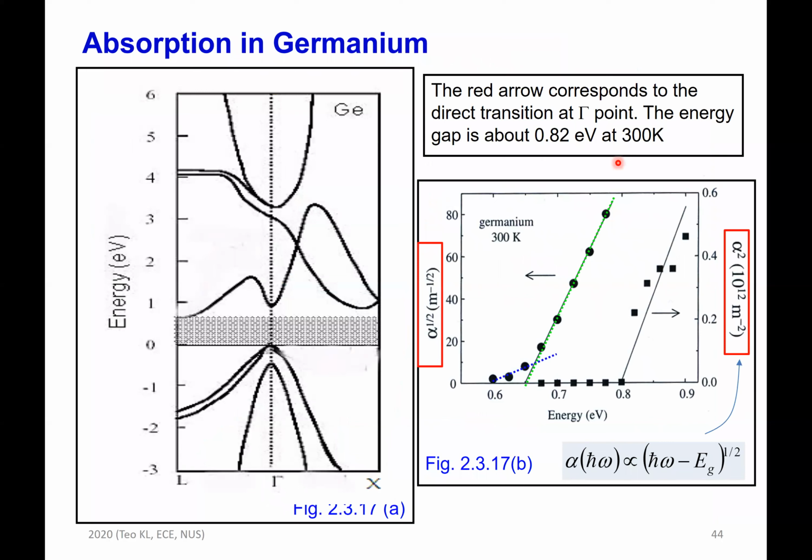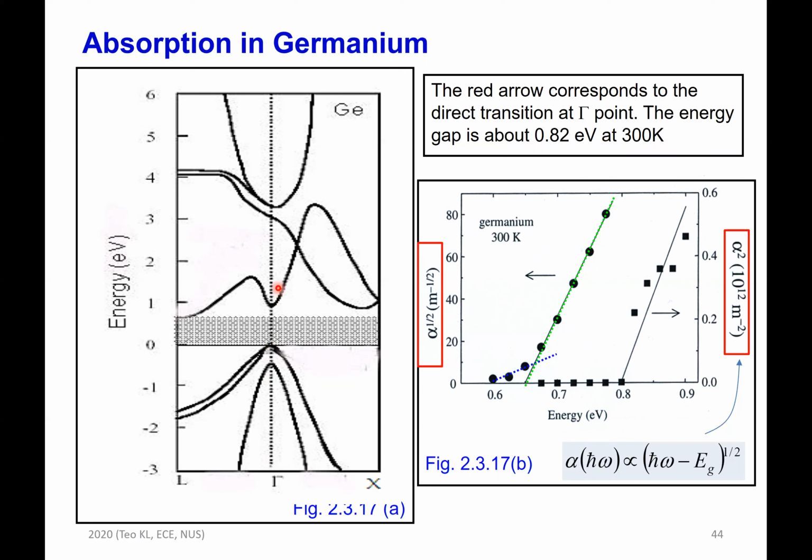Okay, let us look at absorption in germanium. Germanium is an indirect bandgap semiconductor. This is the top of the valence band, so the reference is taken as energy equals 0. You plot energy as a function of k. At the top of the valence band is your gamma point, so the three components kx, ky, kz are 0.